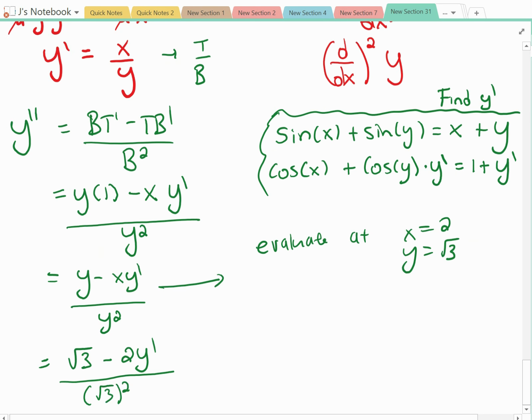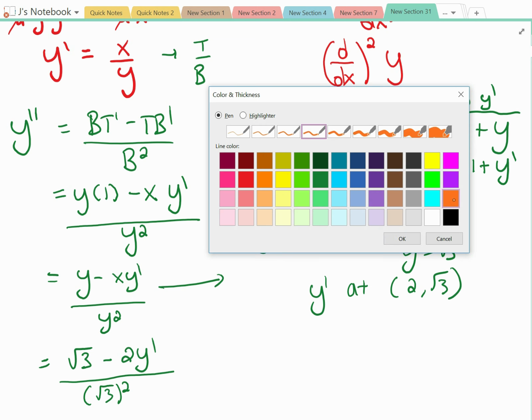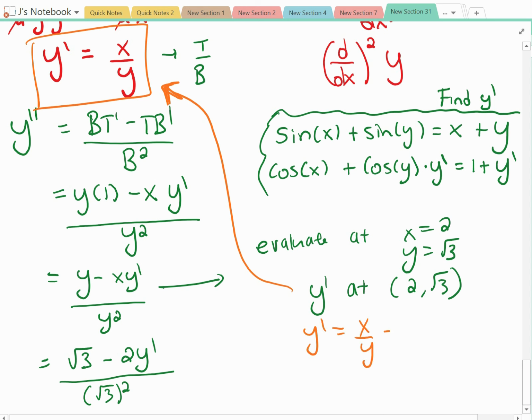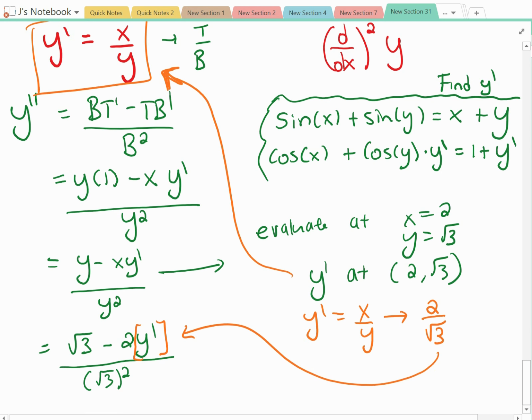We have a problem. We don't have y prime. Y prime at 2 comma root 3. So we have to go back up to a previous line. Go back up to here. So y prime was x divided by y, and that means if we plug in 2 for x, root 3 for y, we'll have 2 divided by root 3. And that gets plugged in here for y prime. Questions to here?